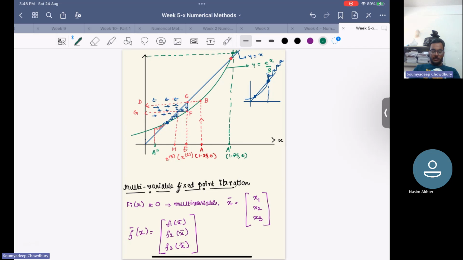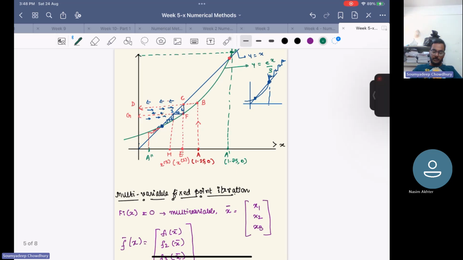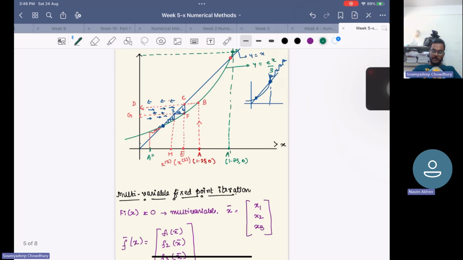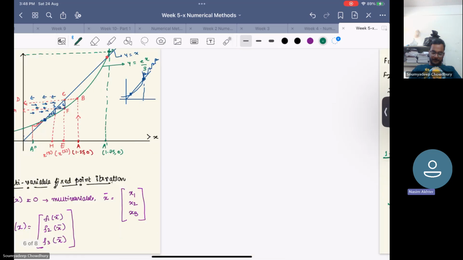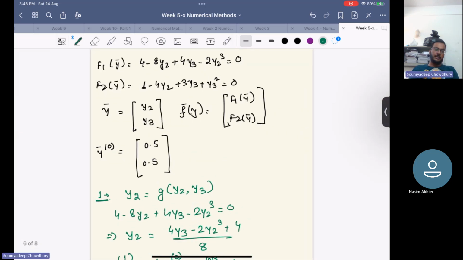For this, we cannot describe the graphical interpretation because these equations will basically be in 3D, right? Because two variables are there and it will be a plane. And the intersection of the planes will be difficult to show on paper. You can imagine it in the same way as I have described for the single variable fixed point methods. Here also the same thing you can imagine.